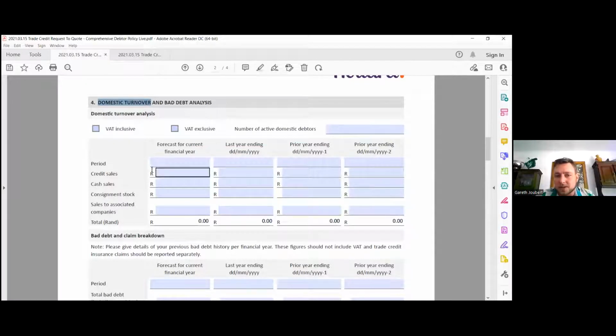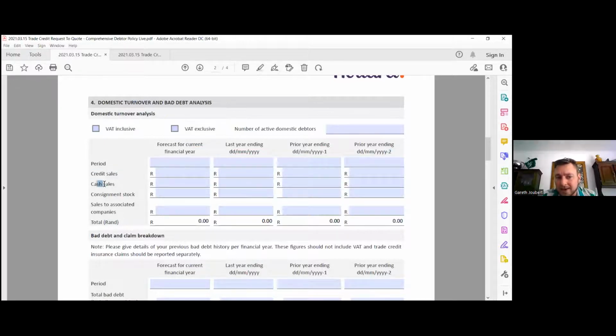The period here, so this is obviously just the year ending date. So we'd like a forecast for the current year, this most recent year, the year before that, and 2 years before that. Okay, so year minus 2. Okay, so obviously the period is where it would end. So December, whatever the financial year end is.